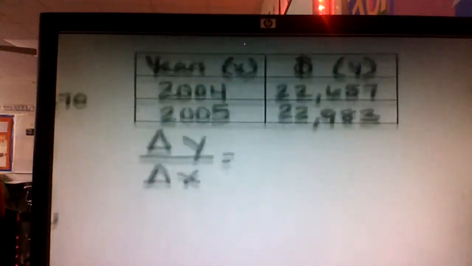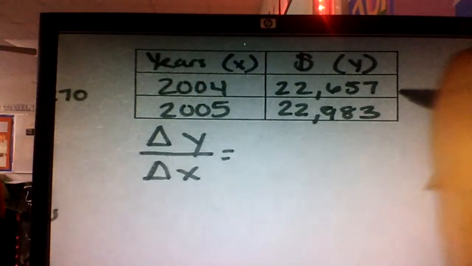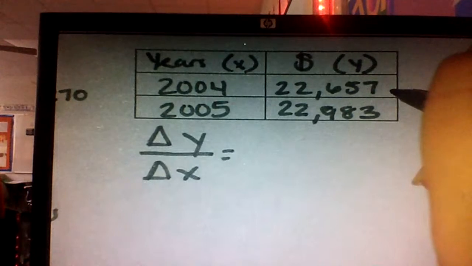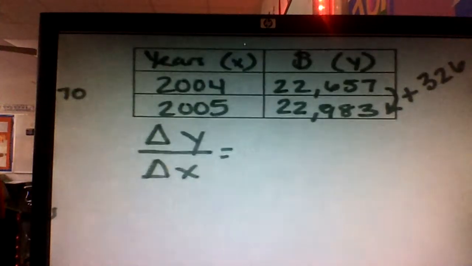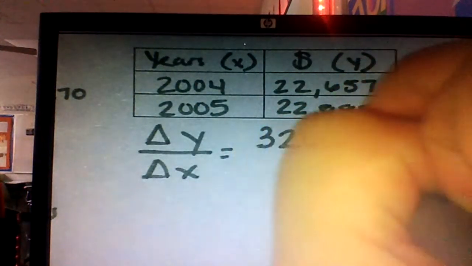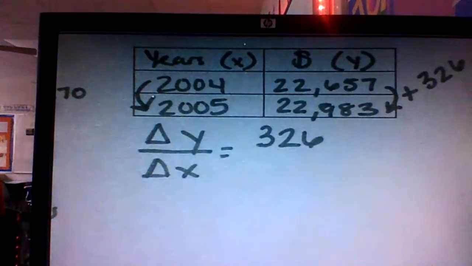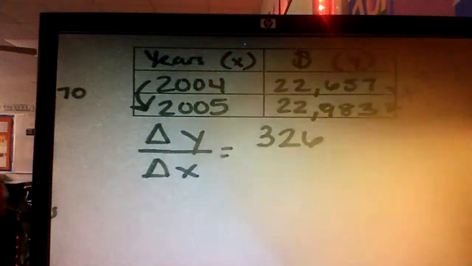What does my change in Y look like? What am I going up by? 326. Good, Daniel. 326. And my years increasing by 1.